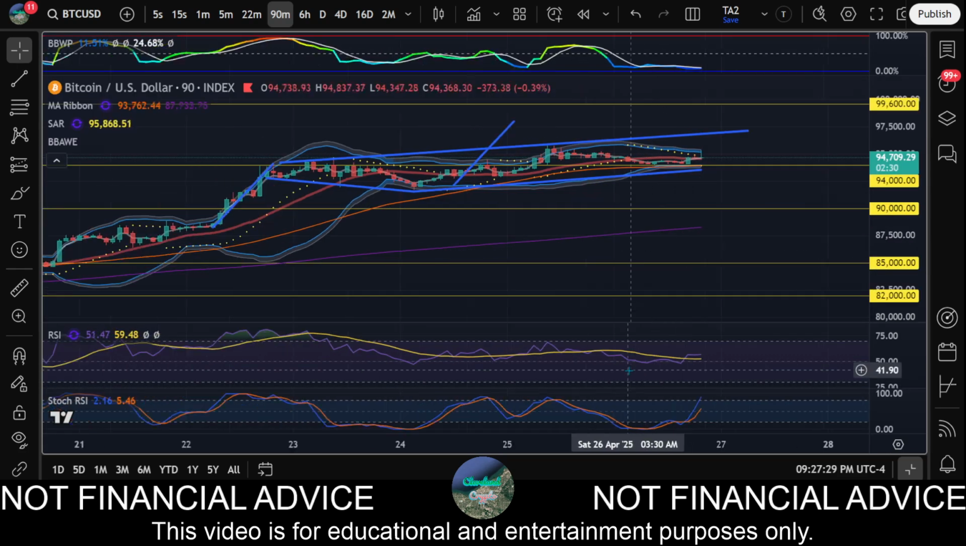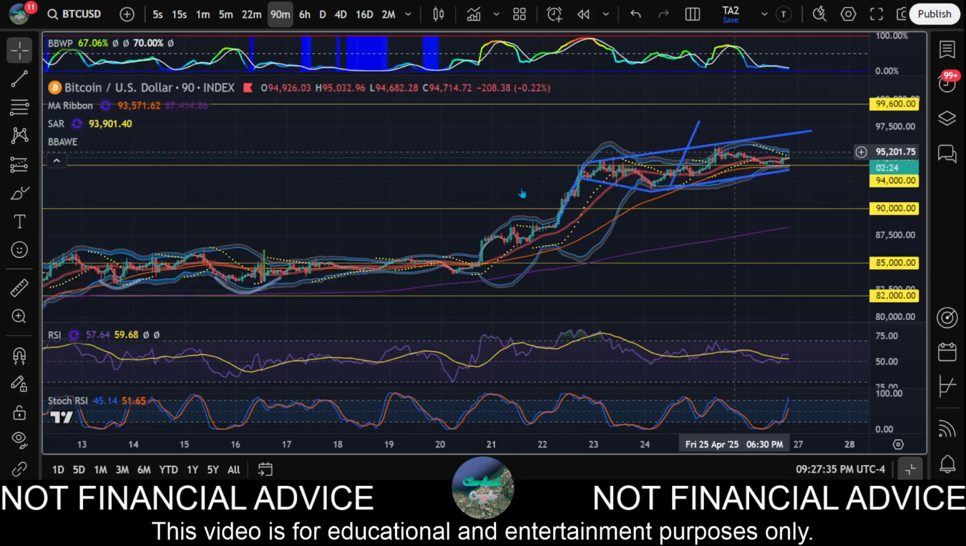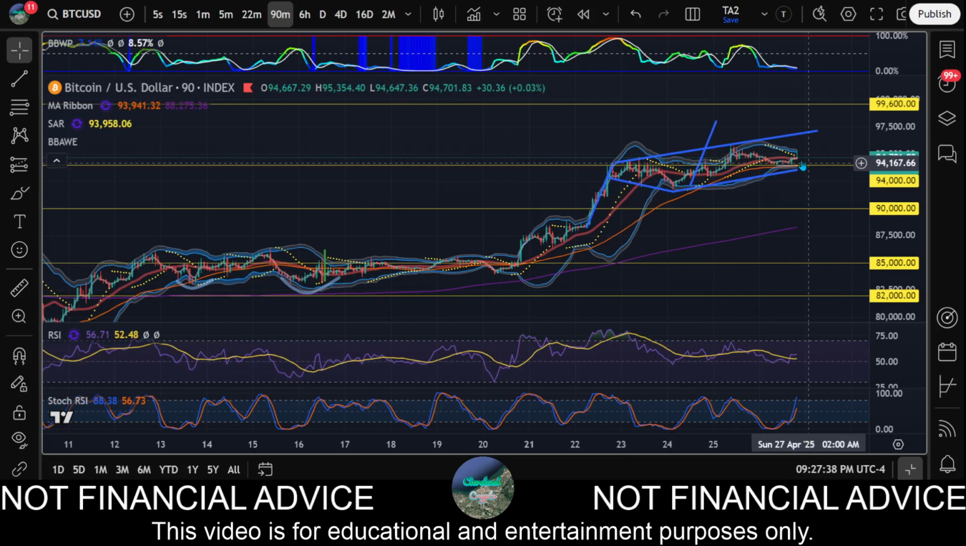We also saw 94 hold as support. We're at the 21. This bull flag is going to take off. Now is the time for it to do so. If we come back under the 21 again or under 94, then there's a likelihood of coming back down to the 200, this purple line here, which is hanging out right around 88.